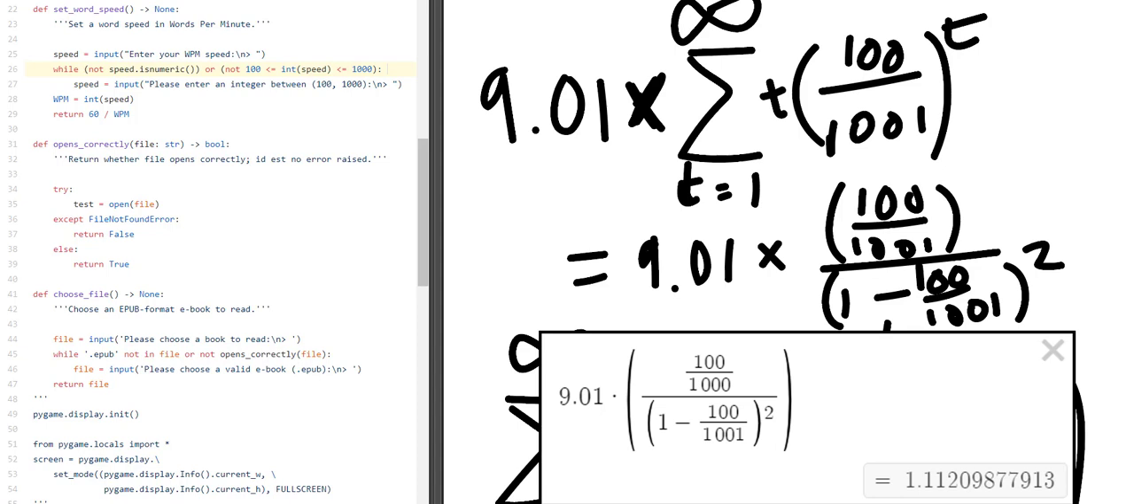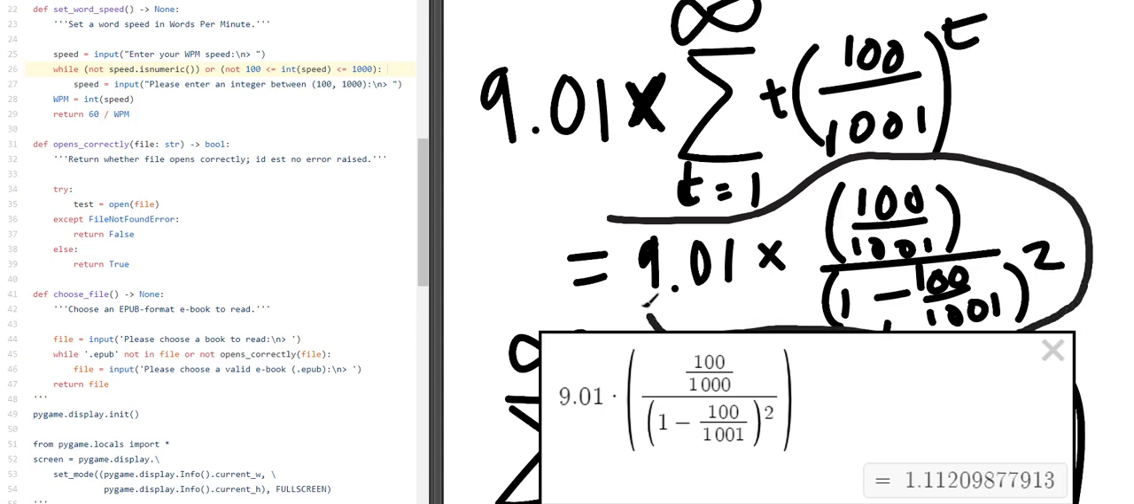This is a pretty messy looking result, but for our purposes, I guess we'll leave it as that. You can feel free to try to simplify this if you want and see what kind of answer you get. Maybe I'll simplify it later, but for our purposes, that's enough to show how to compute this average case running time.